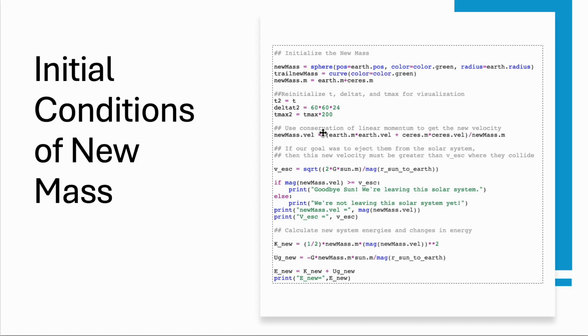You can also see here, this is where we use the conservation of linear momentum to get the new velocity, and we also find our escape velocity for the sun, and use this if statement to figure out whether or not it actually escaped. We also found the new energies.